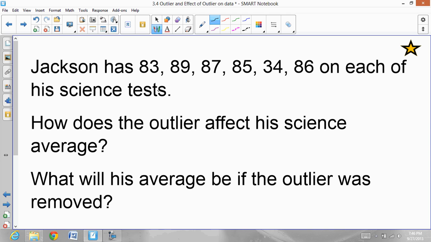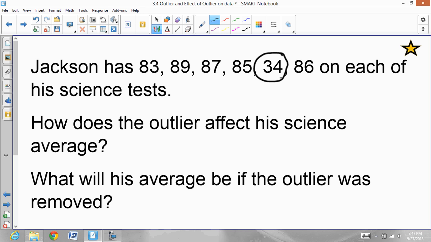Let's focus on this question. Jackson has 83, 89, 87, 85, 34, and 86 on each of his science tests. Look at his science test scores. 83, 89, 87, 85, and 86 are all in the 80s, almost high B's. But look at this 34. The 34 is so far off. Either he did not study for the test, or he did not feel well, or he was not well prepared. Something was happening that made one of his test scores go down to a 34.